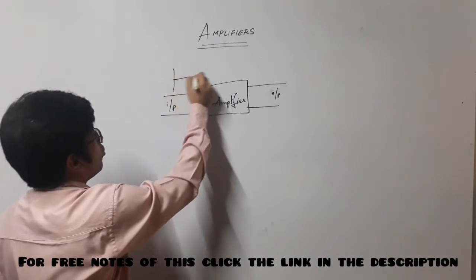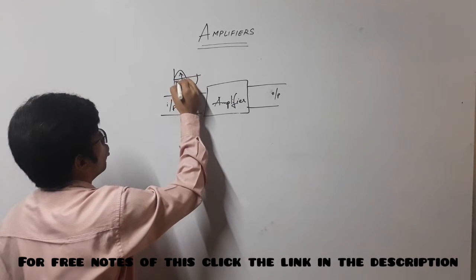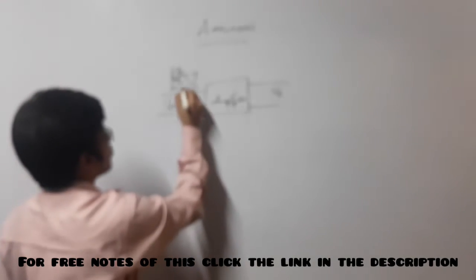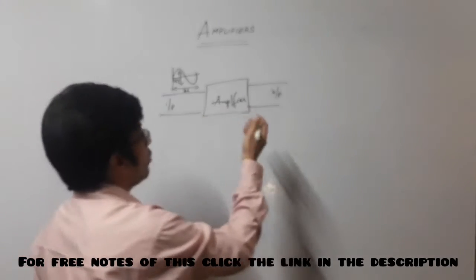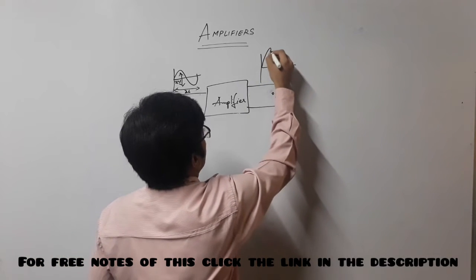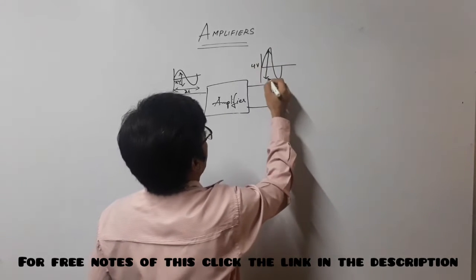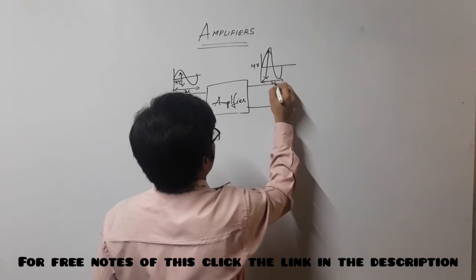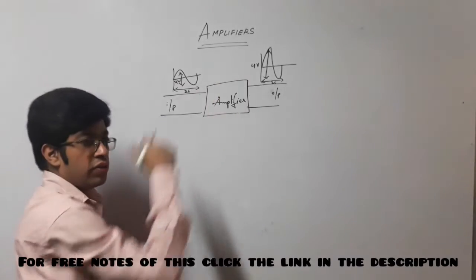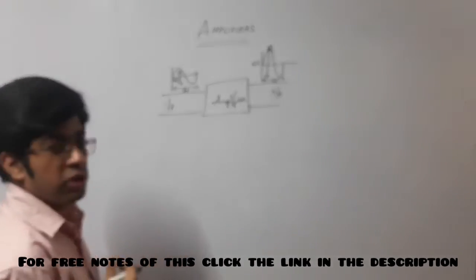Now, suppose the input I am giving has an amplitude of 2 volts and a time period of 2 seconds. The output I obtain for this will have a higher amplitude. Let the amplitude of this be 4 volts, and its time period will be the same 2 seconds. That is, at the same frequency the amplitude is increased, that is, the strength of the signal gets increased. That is the function of the amplifier.